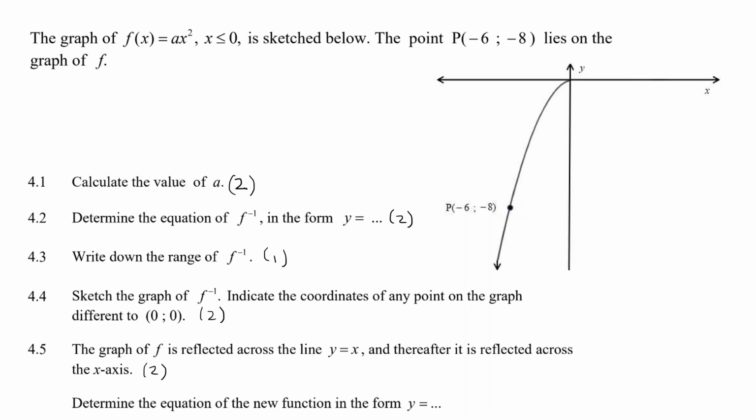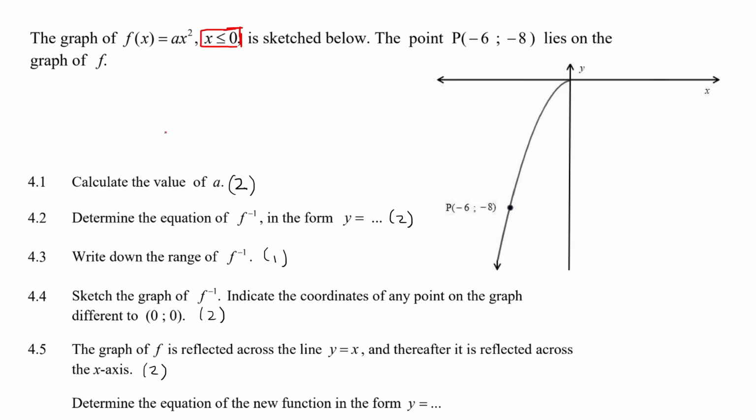Okay. The graph of f of x equals ax squared is sketched below. Okay, so this is actually a parabola. That over there is a parabola. The only reason it looks weird is because we don't have the other half over here. The reason we don't have the other half is because they have restricted us to that over there. So they're only looking at the areas where x is smaller than 0. So that is all of this on the left-hand side of here. So we don't have anything on the right-hand side. The point P lies on the graph. Okay, calculate the value of a for 2 marks.